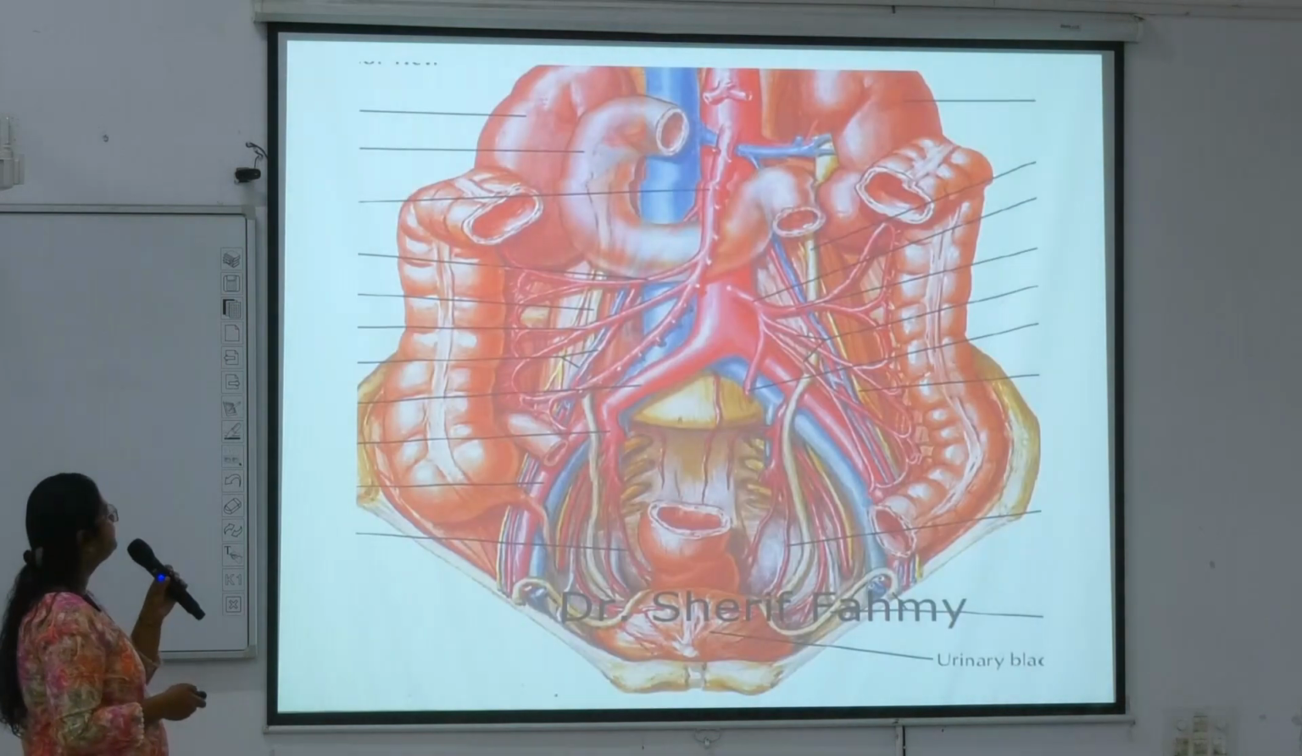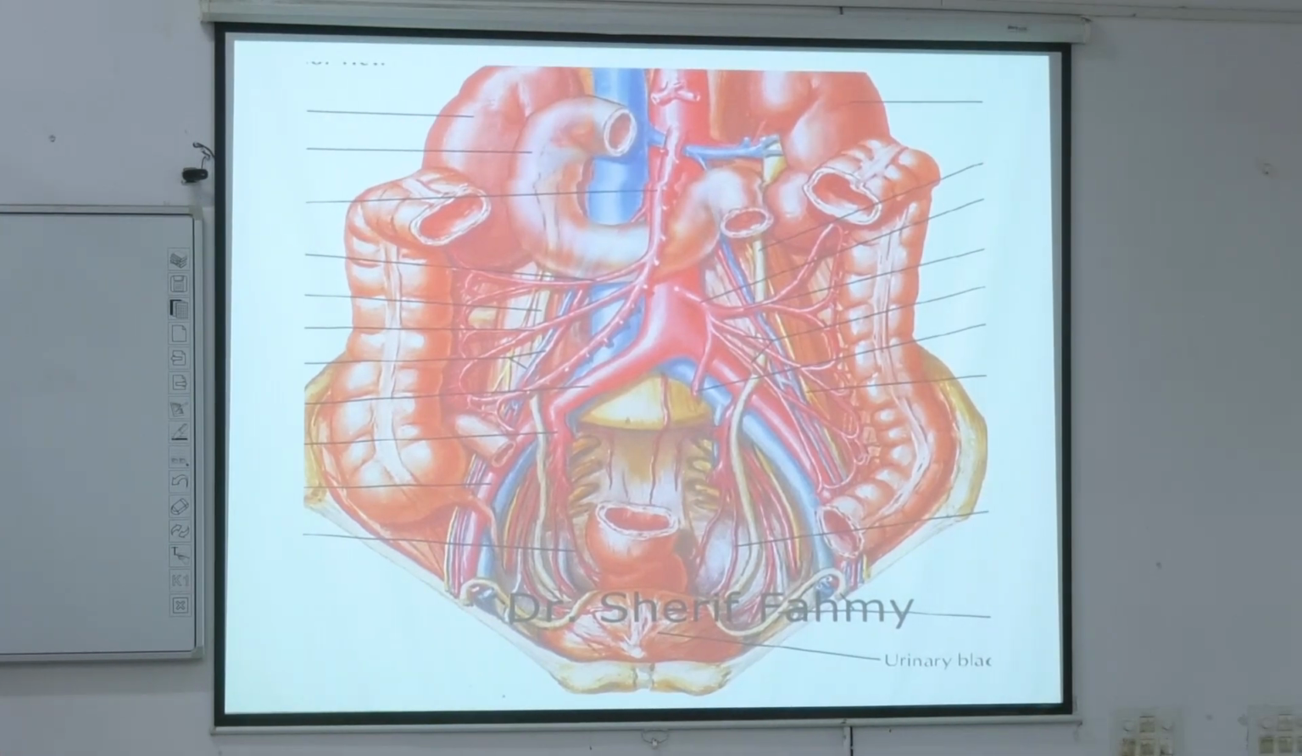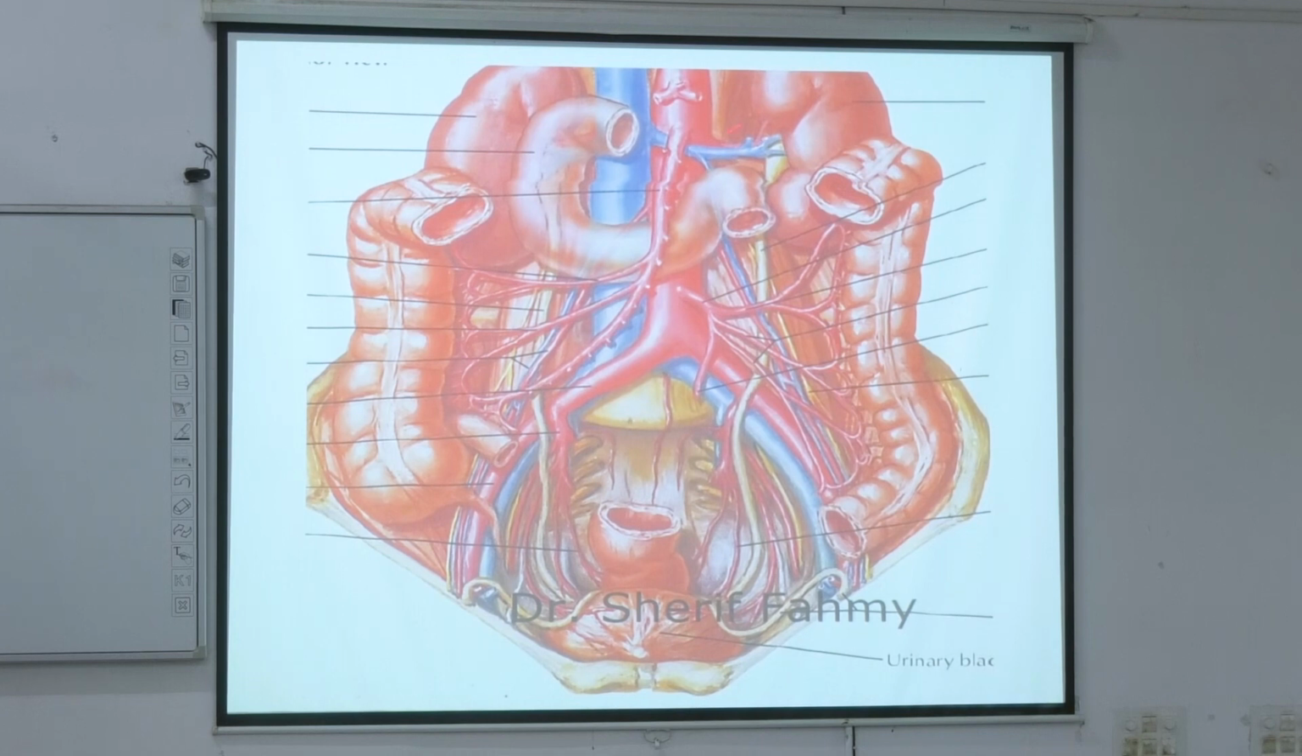Next, see these are the branches. See, this is celiac trunk. We have discussed celiac trunk branches. Superior mesenteric artery, okay, it is giving the jejunal and ileal branches. Also, here is the ileocolic, right colic, and middle colic. And this is inferior mesenteric artery giving the left colic, sigmoid branch, and continuing downward as the rectal artery.